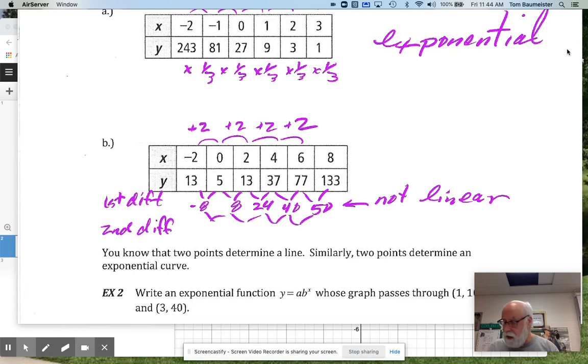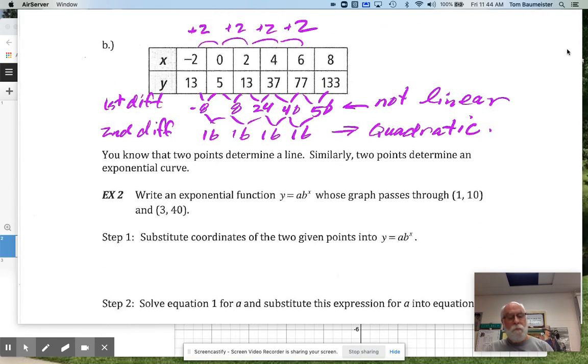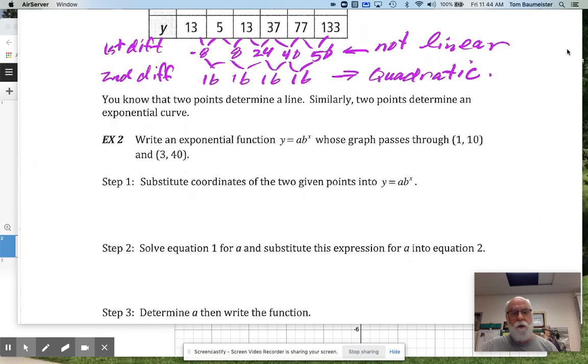And again, if I take that, and that's 56, by the way, I'll have 8 minus -8 is 16, 24 minus 8 is 16, 40 minus 24 is 16, 56 minus 40 is 16. So those are the same, so you know that the second one is a quadratic function, and that's all it's asking you to tell. Okay? So you know that 2 points determine a line.